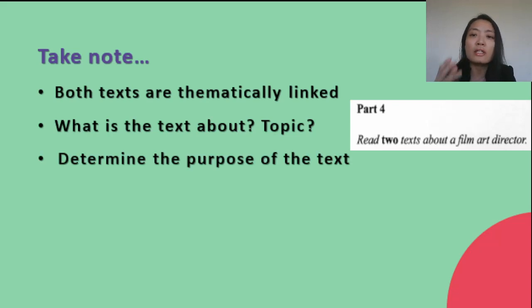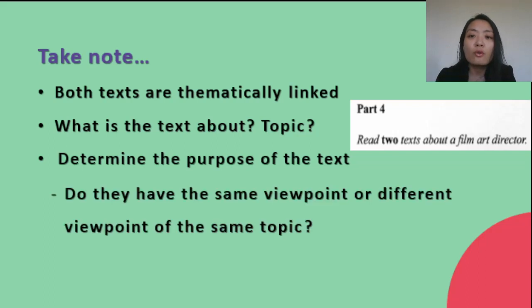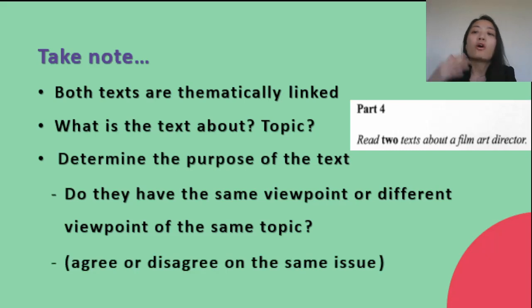This question is usually asked towards the end after you have answered questions from each text individually. So you usually need to find out whether they have the same viewpoint or different viewpoint of the same topic. This means, do they agree or disagree with each other on the same issue? So you can highlight the words that show similarity and contrast in both texts in order to answer the question. Usually the kind of question that they will ask is, what does text 1 say about this issue compared to text 2, something like that, okay?